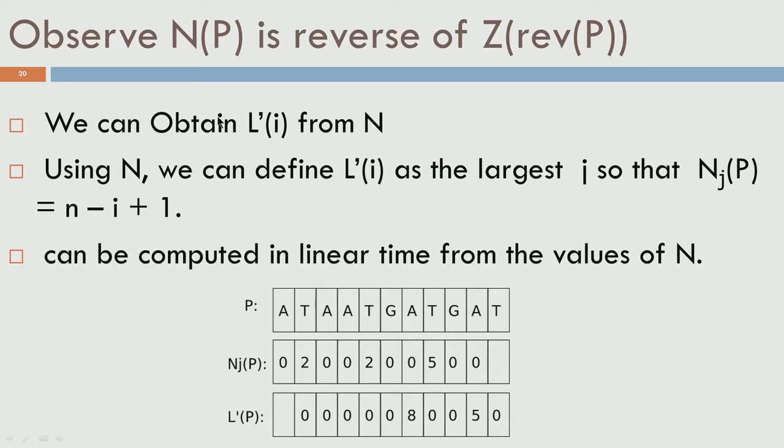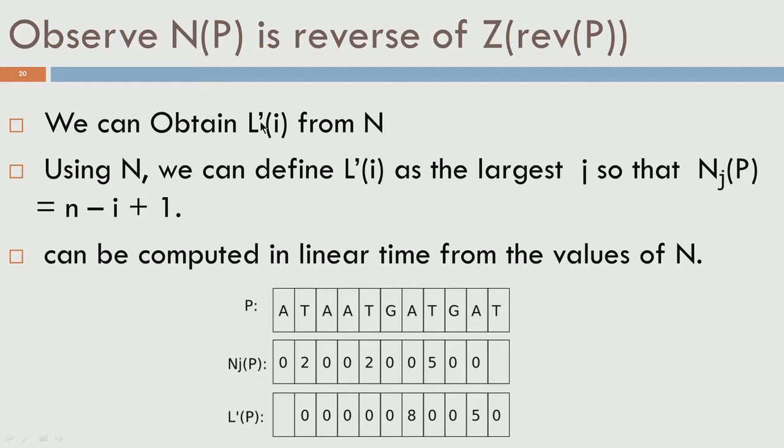So, now we present the rules for obtaining the value of L prime. Again, we present these rules without proofs, but the examples support what we actually do. To obtain L prime of I, that is for a particular location I, the value of L prime as defined a few slides back is taken to be the largest j, satisfying the property that nj of P is n minus I plus 1.